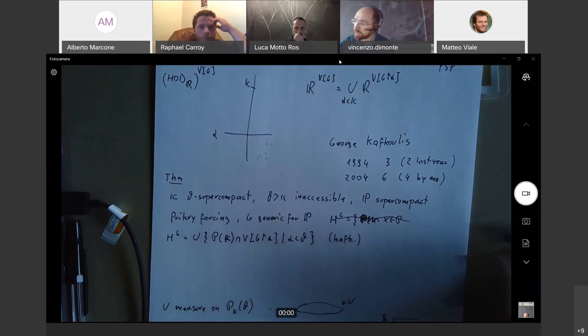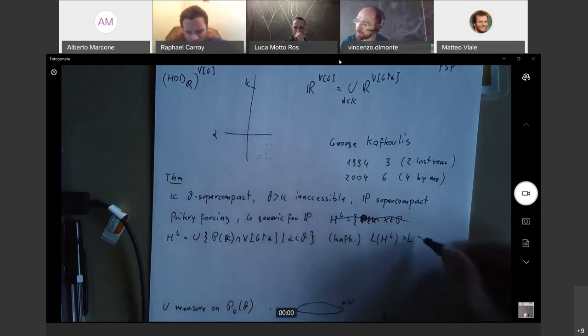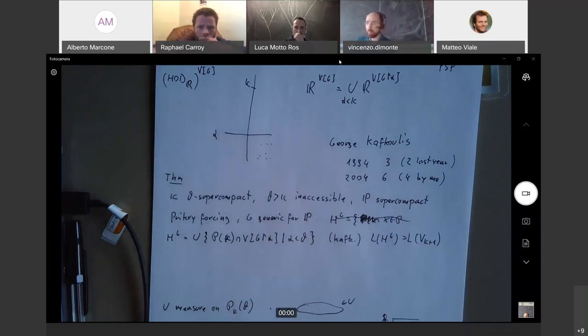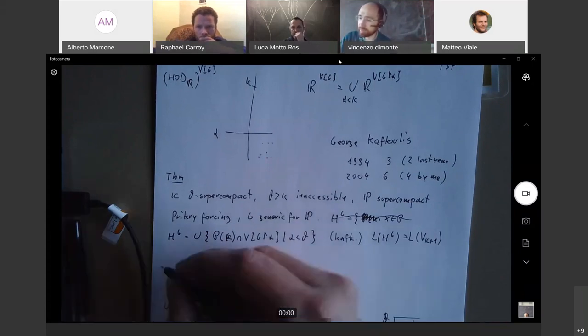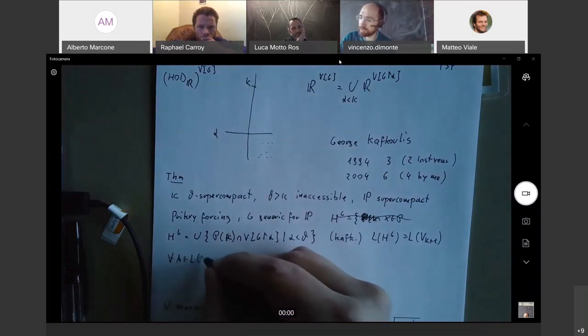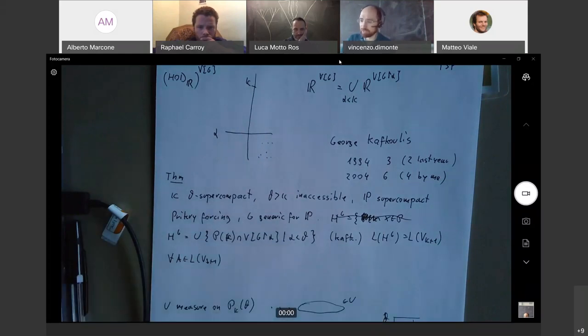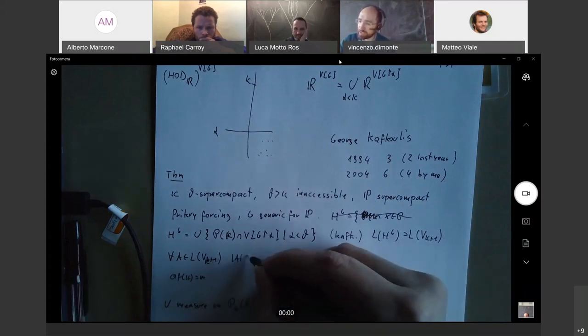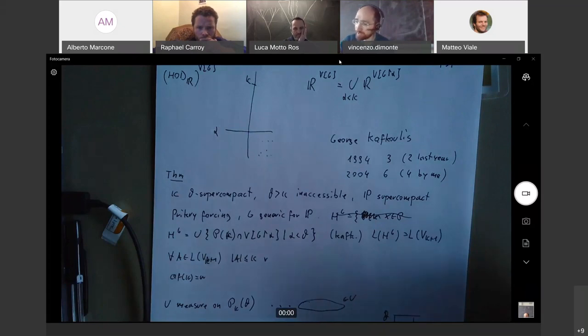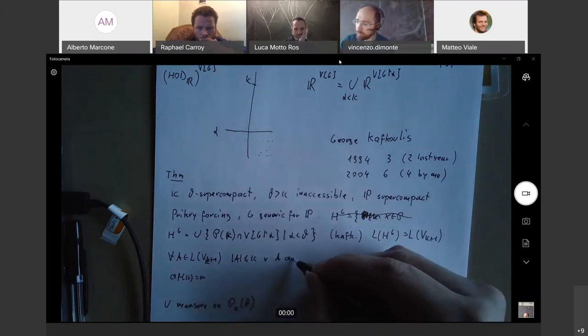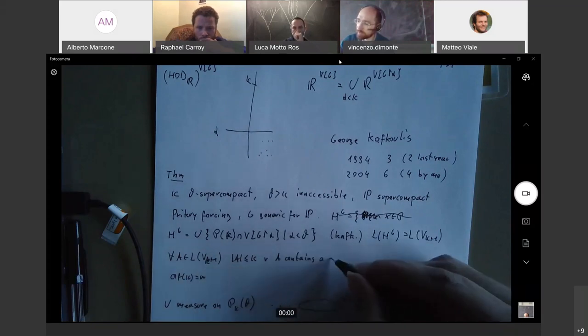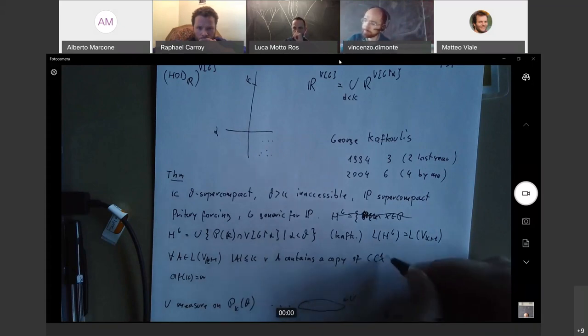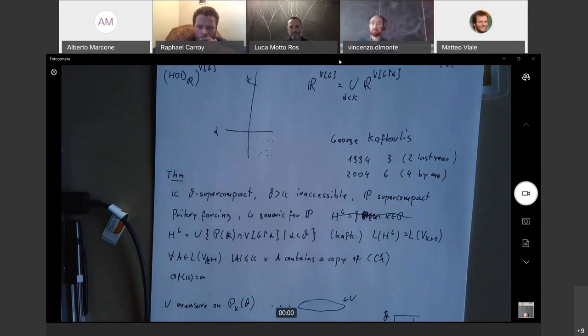And Kafkoulis proved that L of H of G is actually L of V kappa plus 1. And then he proved that for all A inside L of V kappa plus 1, where kappa has cofinality omega, for every A, either A has cardinality less than kappa or A contains a copy of the Cantor space. So all the sets inside L of V kappa plus 1 have the perfect set property.